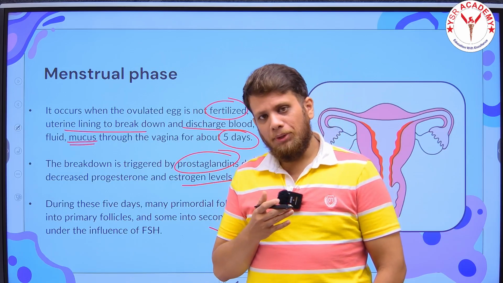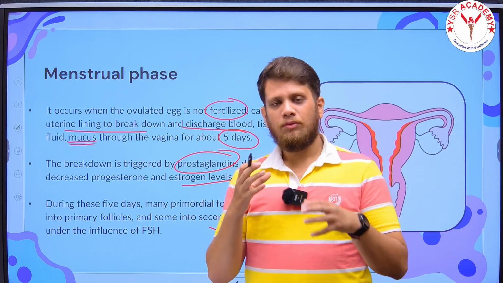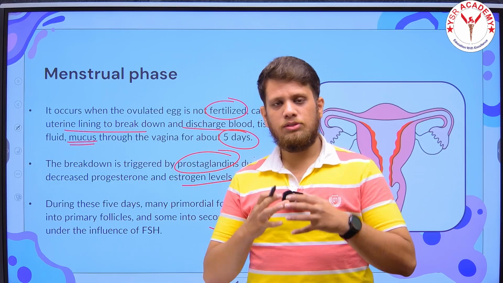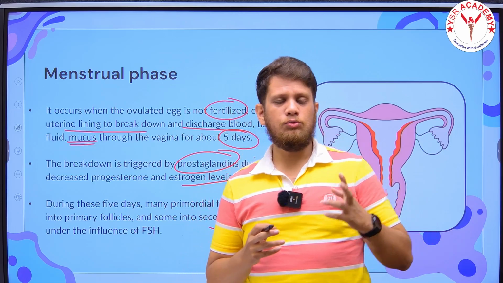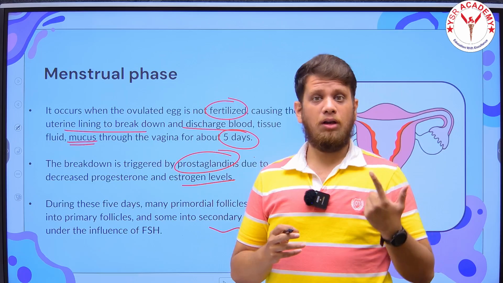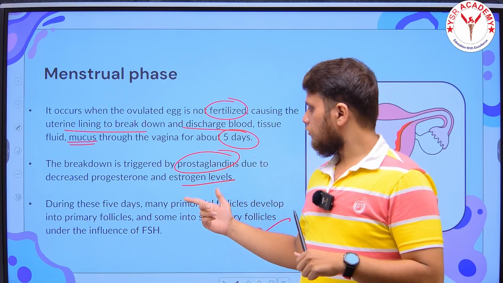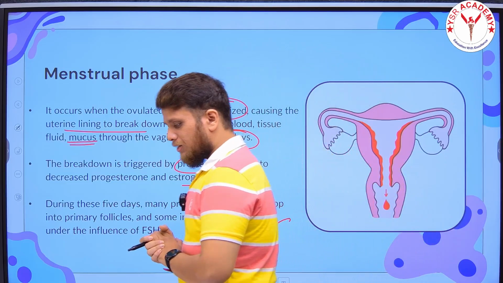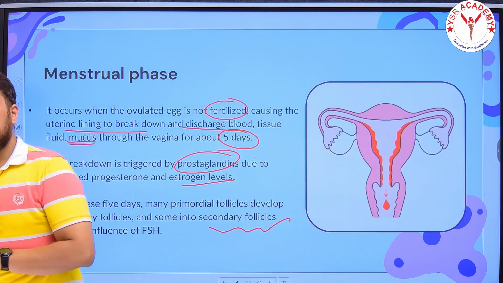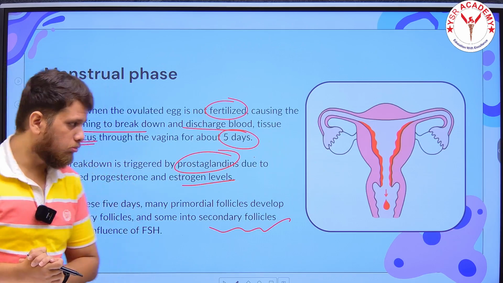So meanwhile, while the formed secondary oocyte is released, you have a newer set of follicles which will start to develop, and that development of the newer follicles is influenced by a hormone which is FSH. The full form of FSH is follicle stimulating hormone.